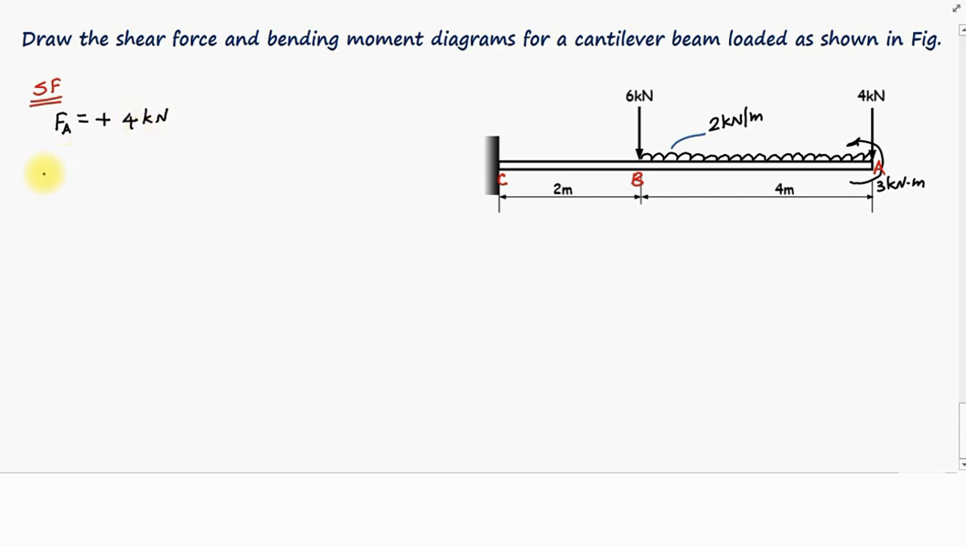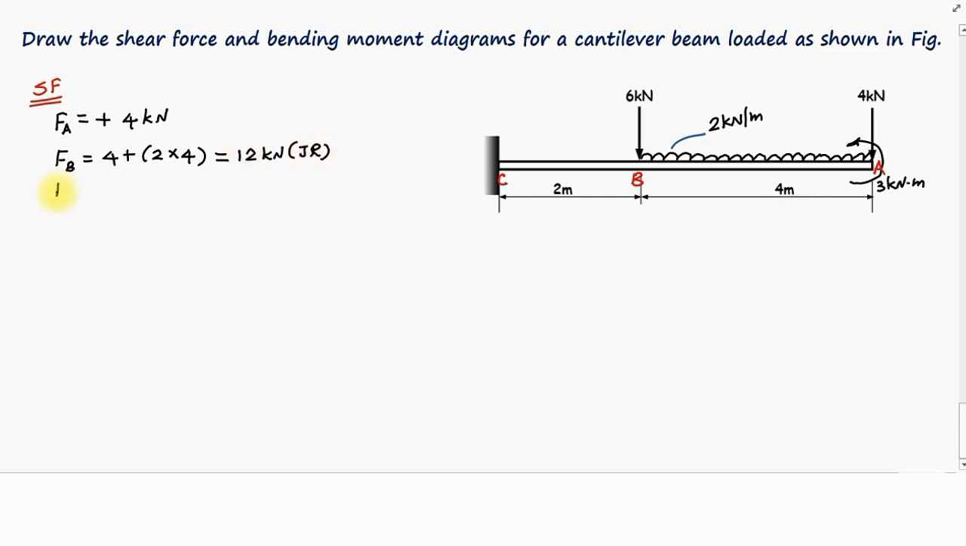Now coming to the point B. If we move our section to just right of B, we can write the shear force at B, FB, is equal to this 4 kilonewton plus 2 kilonewton uniformly distributed load acting for a distance of 4 meters. Therefore, the shear force at the point B will be equal to 5 kilonewtons. This is just right of the point B.